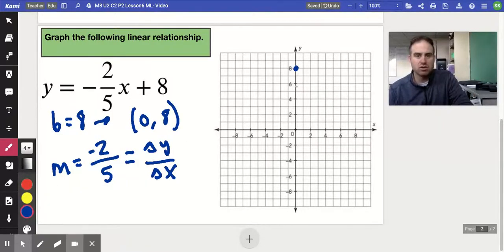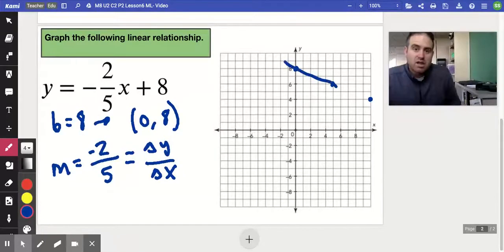So down 2 and right 5, put a point. Down 2 and right 5, and put a point. Now I can connect these 3 points, and we have a line. I did that to the best of my ability. And again here, we would have the point at (5, 6) is on our line. So these points are points on our line.